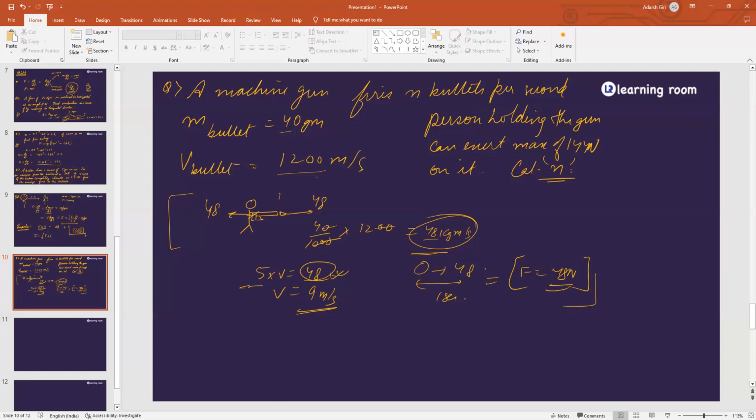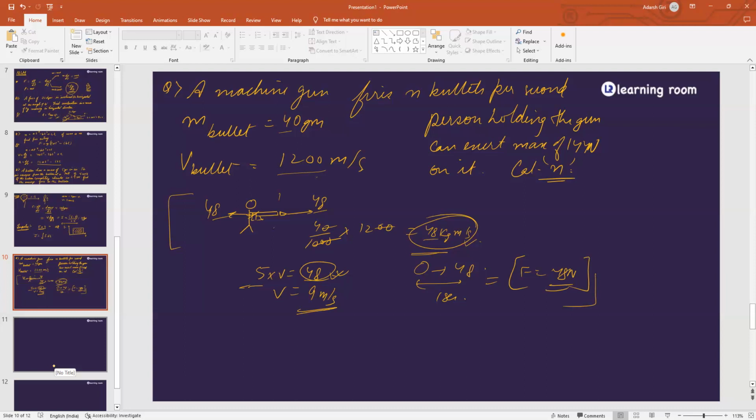Sorry, it was 40 grams. Oh no, it is kg, because we converted it by 40 by 1000. All right. So 48 kg meter per second was the momentum attained by the bullet. The same momentum should be there on the backward side so that they both get cancelled and become as the initial one. Initially, the momentum was 0.